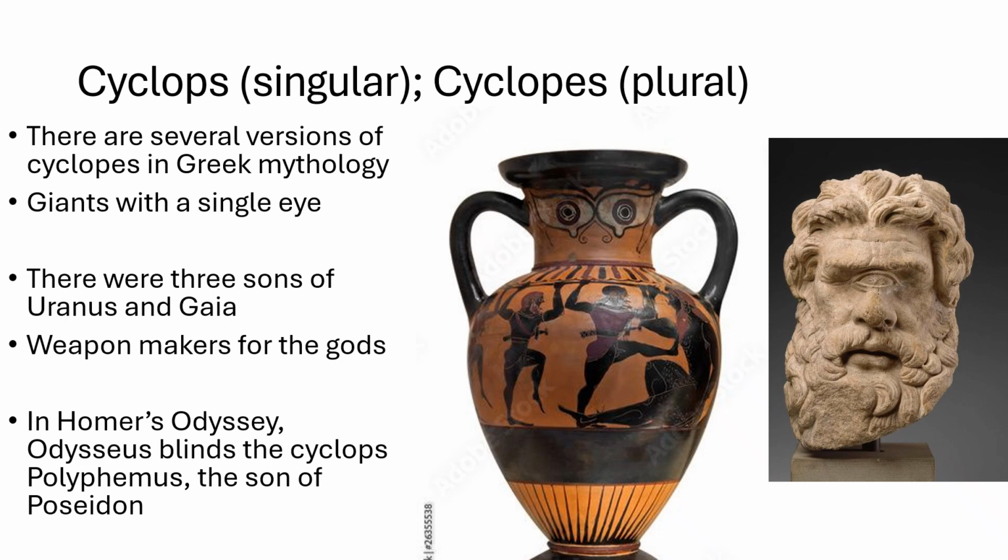Now, there's several versions of these in Greek mythology, but they are all depicted as giants with a single central eye in their face. On the right, we can see a sculpture which has got the head of a Cyclops, and we can see it's large with a central eye in the center here. On the vase, we can see a depiction of the scene from the Odyssey where they are blinding the Cyclops. So we can see there where they're poking that spear into his eye.